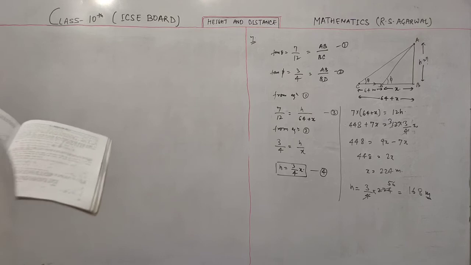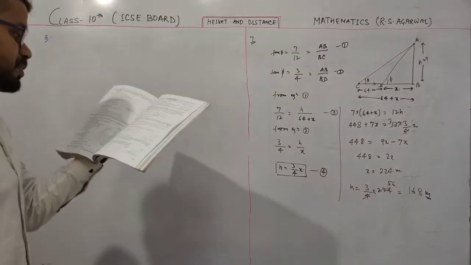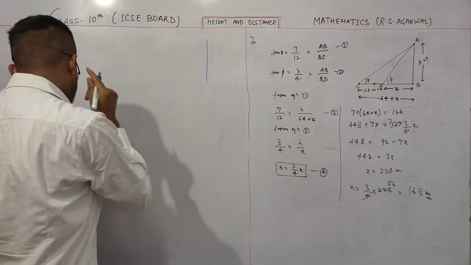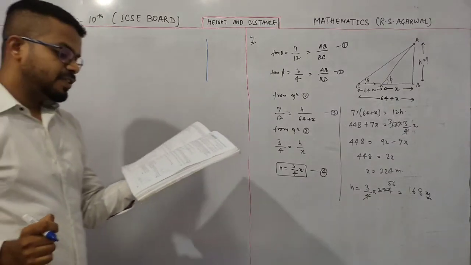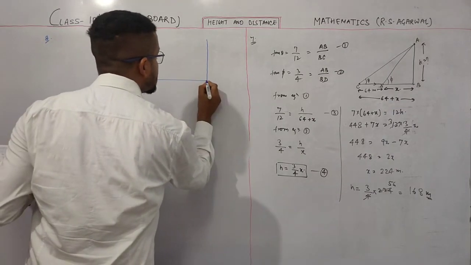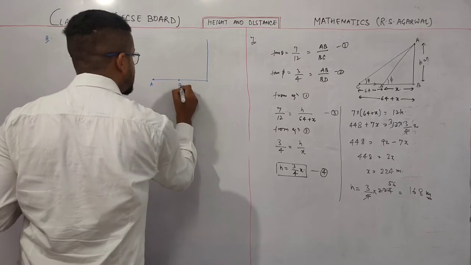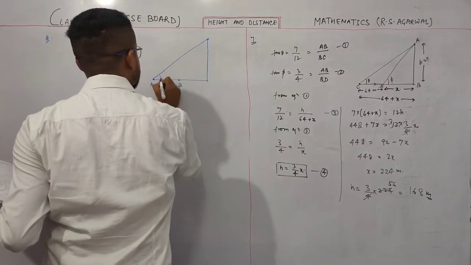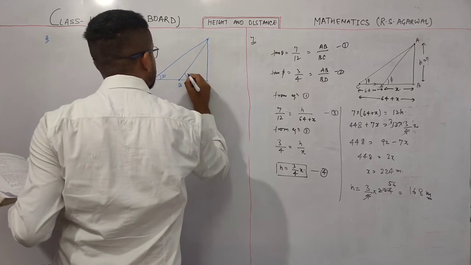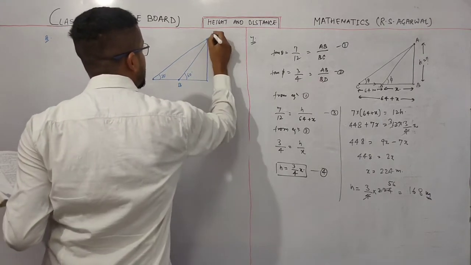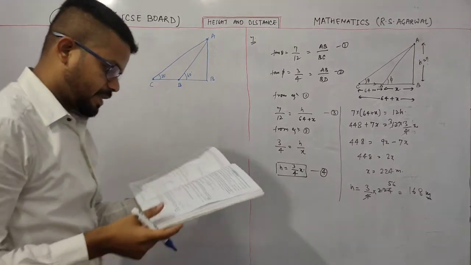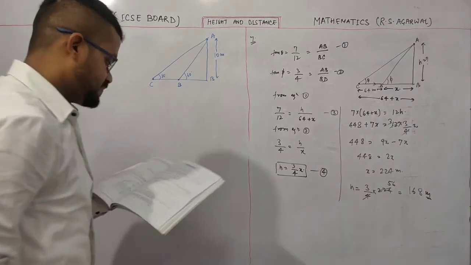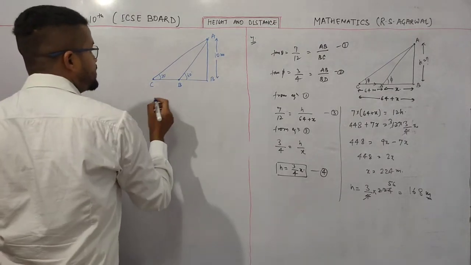Now come to question number 8. Question number 8 is, from 2 points A and B on the same side of the building. This is the building. 2 points A and B on the same side, and the angle of elevation of the top of the building are given. This is A and this is B. Angle of elevation is given for the top of the building from both these points. This is 30 degree and this is 60 degree. This is A, this is B, and this is C. If the height of the building is 10 meter, this is the given height of the building, find the distance between A and B.